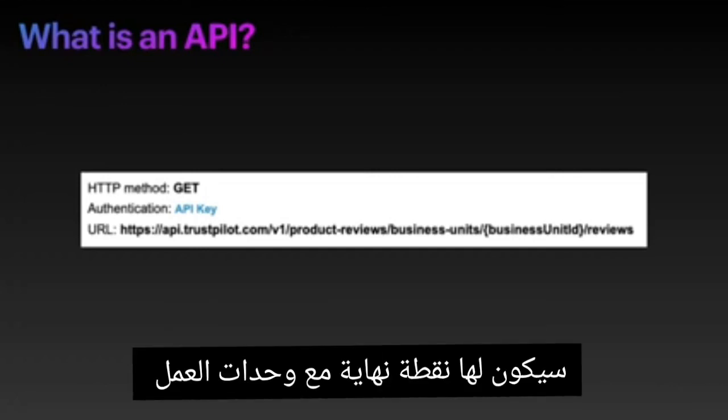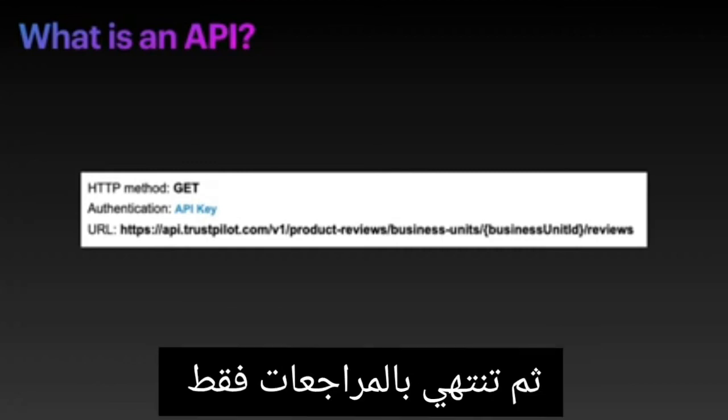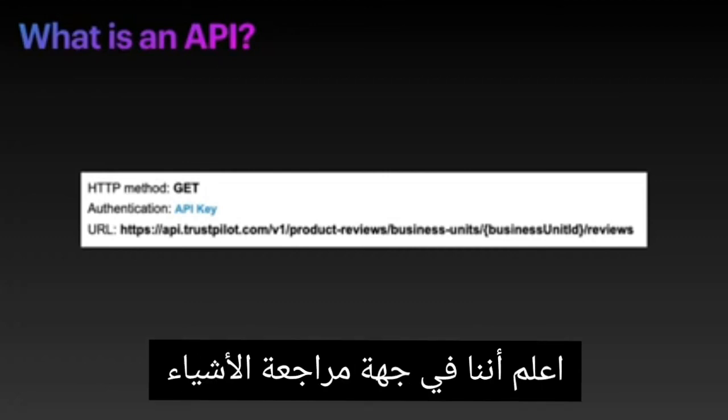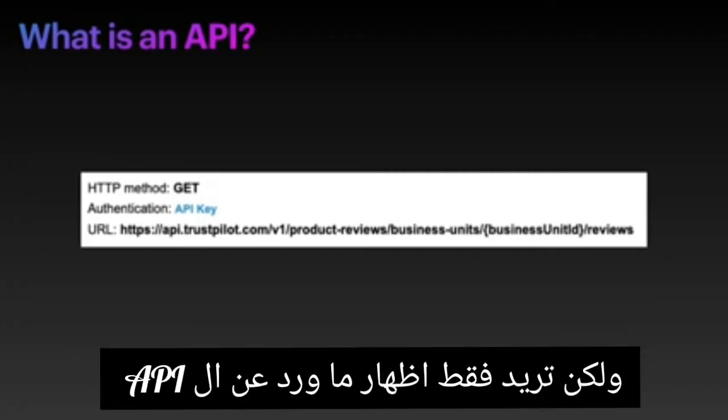It's going to have an endpoint with business units, and then we're going to give it the ID of the product we want to get the review for. And then it ends with reviews, just to notify that we're on the reviews side of things. You don't need to know all about this or how this specifically works, but I just want to show what's responded from this API.